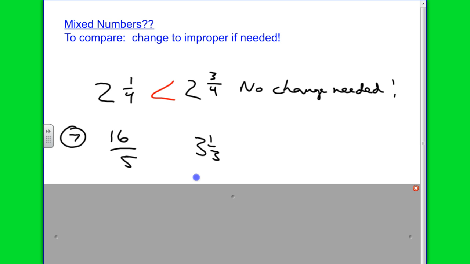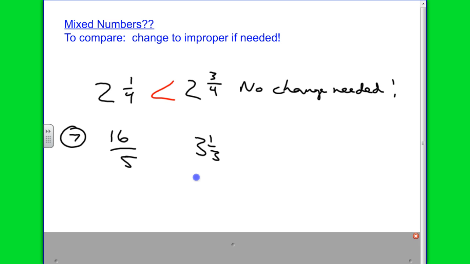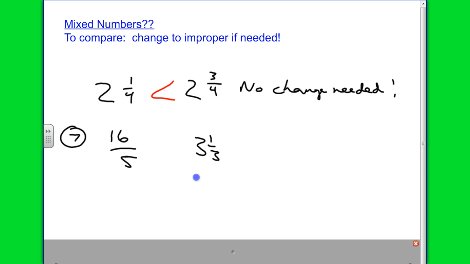But here, this is a little trickier to know which is greater. So maybe this would be a good time to change both of them to the improper, right? So tell me, what is the right one as an improper? Skylar, can you tell us? Remember how to change that to an improper? The 16. This one, the mixed number. Times 3. Yes, so what is that? 3 times 3 is 9 plus 1 is 10. So she says this becomes 10, still being divided by 3.